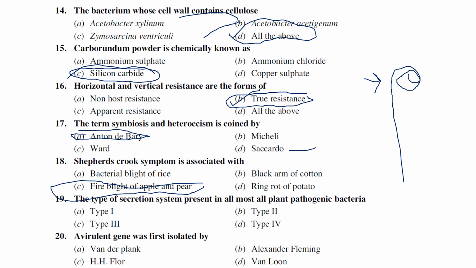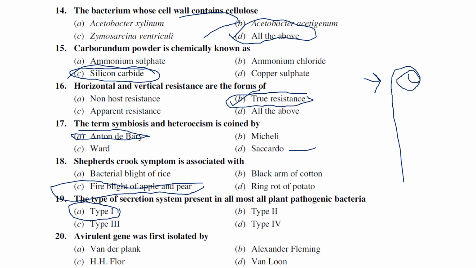The next one is the type of secretion system present in almost all plant pathogenic bacteria. All plant pathogenic bacteria contain the type 1 secretion system. The type 1 secretion system is most common and found in almost all plant pathogenic bacteria.